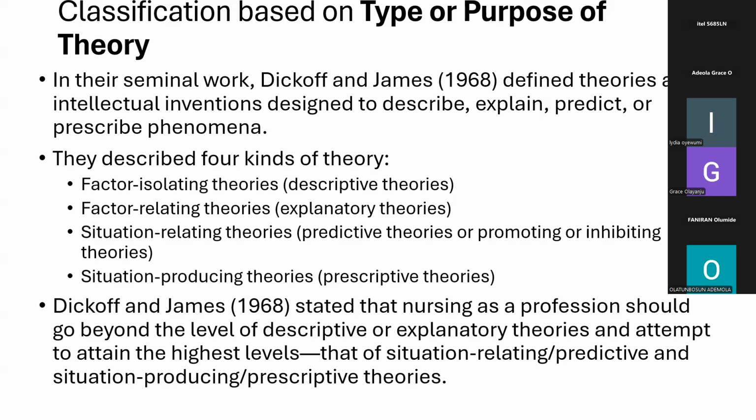And then the last one is the situation-producing, or prescriptive. Those tell us, okay, this is how we do things in nursing. For example, Orlando's theory of the nursing process is a prescriptive theory that tells us for all patients, you must do an assessment, you must do diagnosis, you must plan, then implement, and then evaluate. That is prescriptive. It tells us how we follow certain things in nursing.